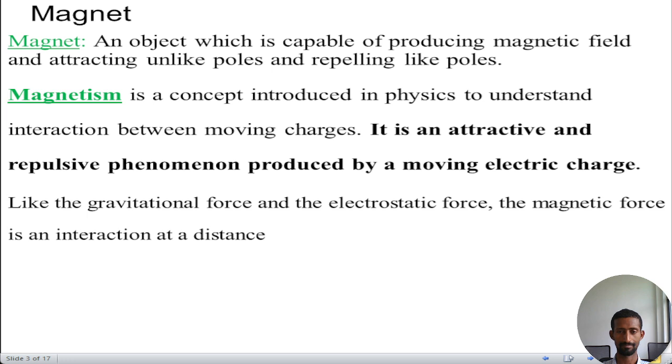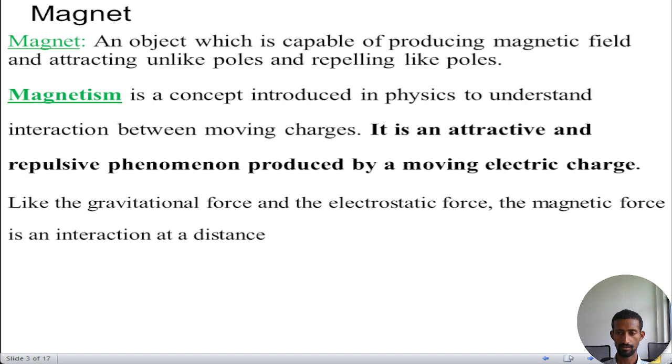What's magnetism? Magnetism is a concept introduced in physics to understand the interaction between moving charges. It is an attractive or repulsive phenomenon produced by a moving electric charge.